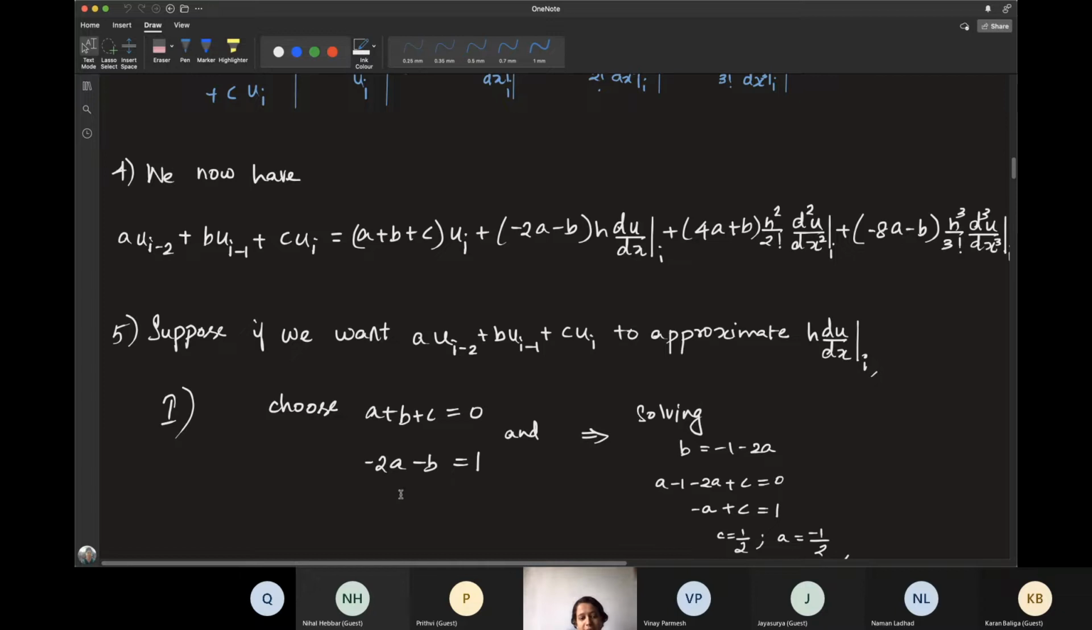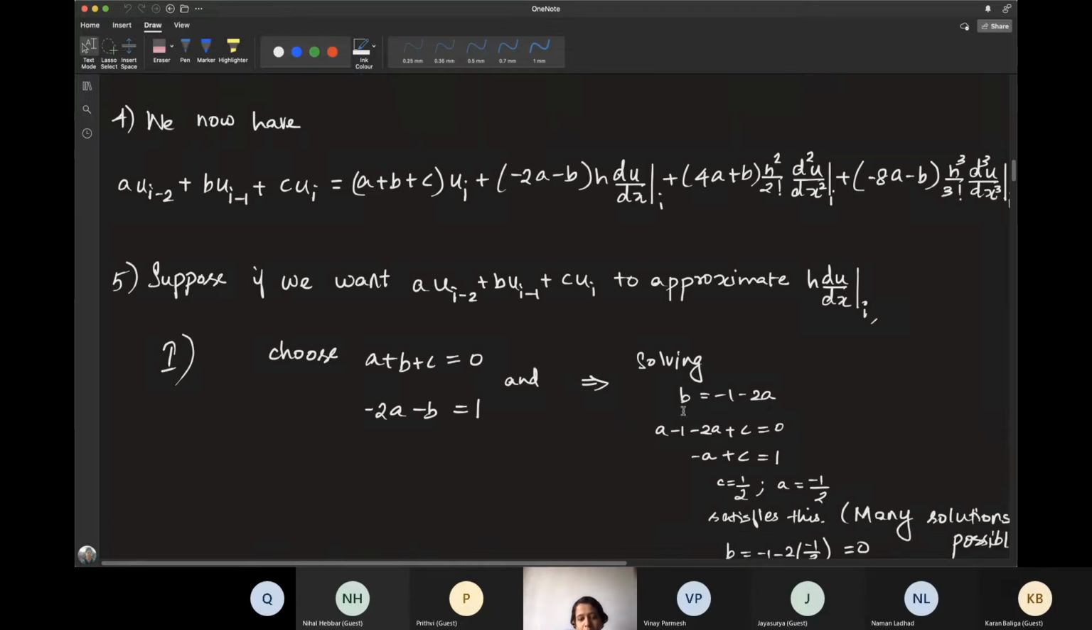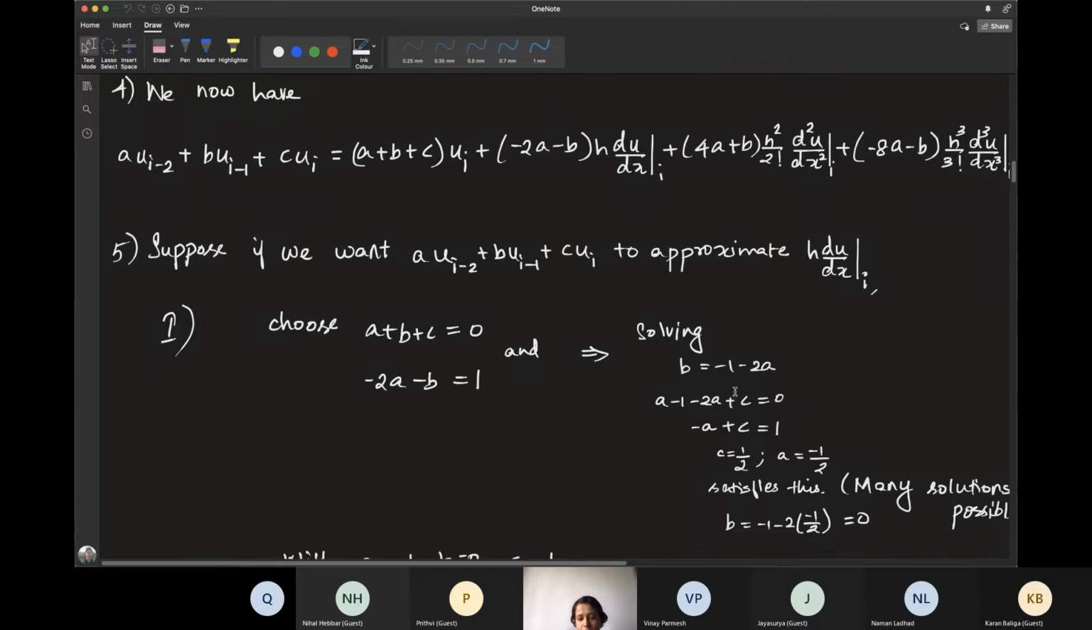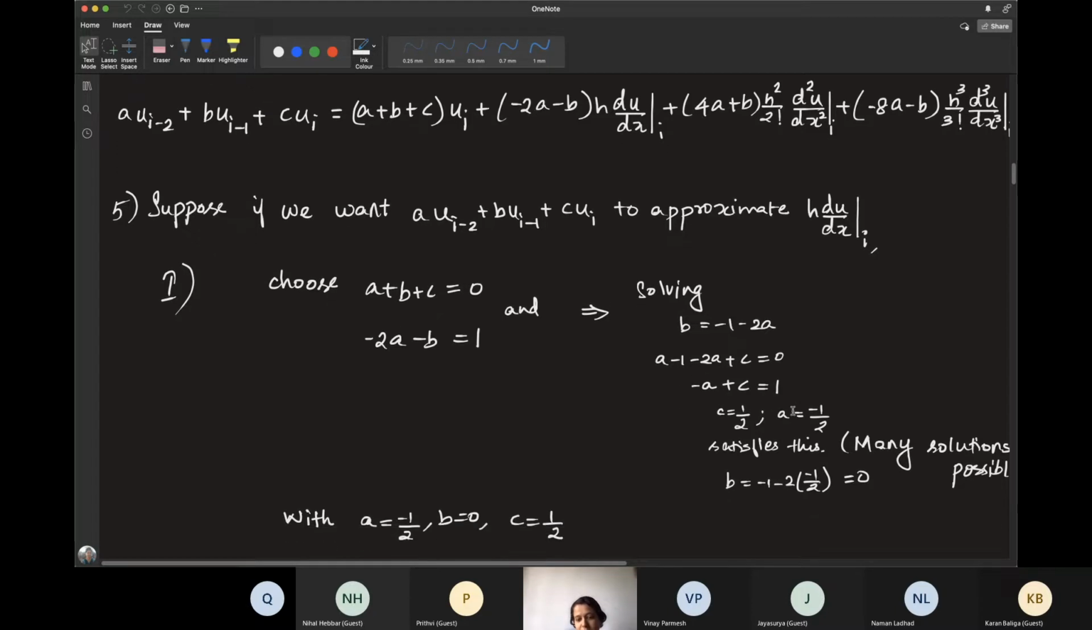So now we have obtained the conditions. Solving them, we find that b equals minus 1 minus 2a, and from that we get minus a plus c equals 1. So now this can have multiple solutions. You see it, right? When you have minus a plus c equals 1, I just took c equals 1 by 2 and a equals minus 1 by 2, but you can take a equals minus 1 by 4 and c equals 3 by 4 and so on. Yeah, you can have multiple solutions actually.